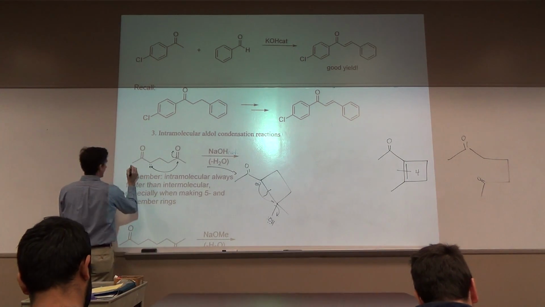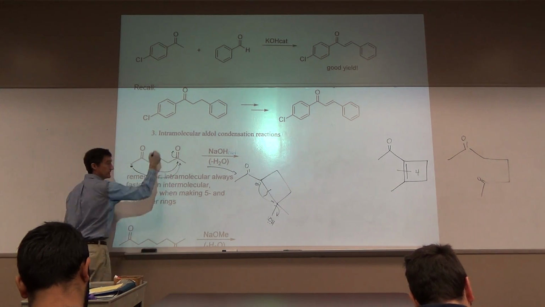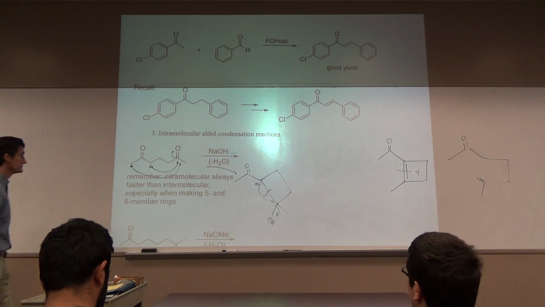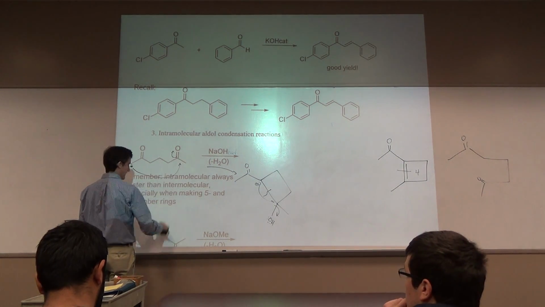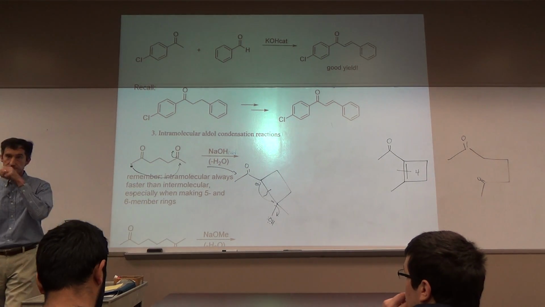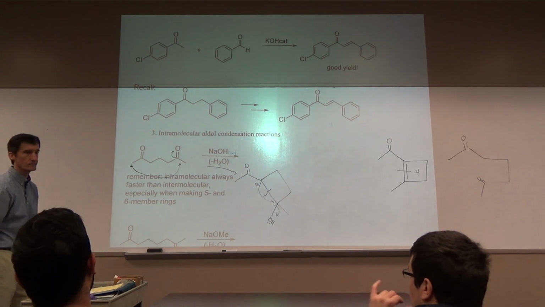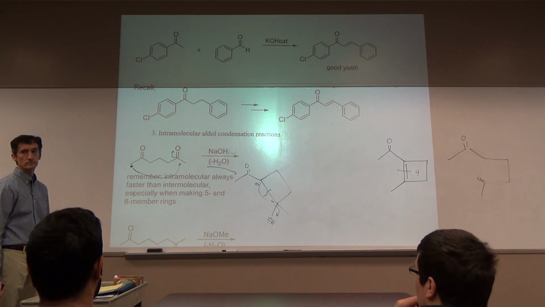What if we had made anion over here and attacked? Show that product. What would that product look like? What size ring would that be? 6. You've moved it over 2 carbons. So it should be a 6.